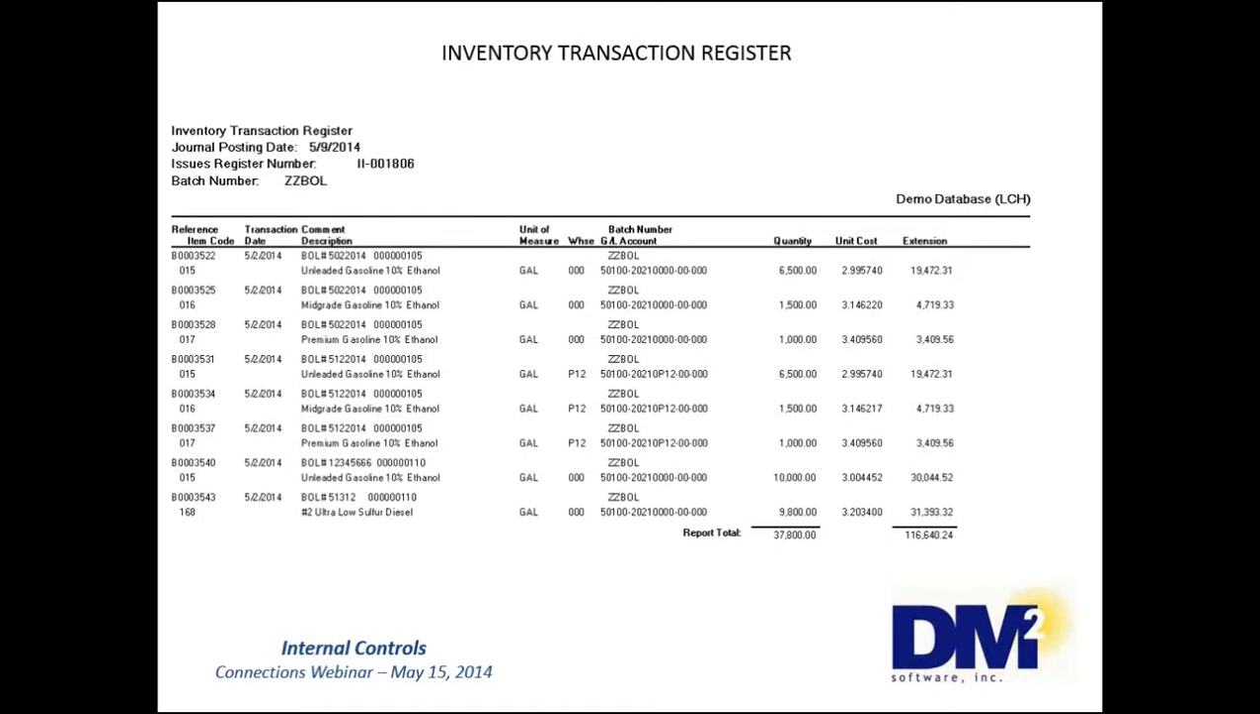The receipt register would have a reference number of B0003521 since it was posted first, and the issues register, that's in our example, has a reference number of B0003522, showing it posted second. This is very handy when researching problems.